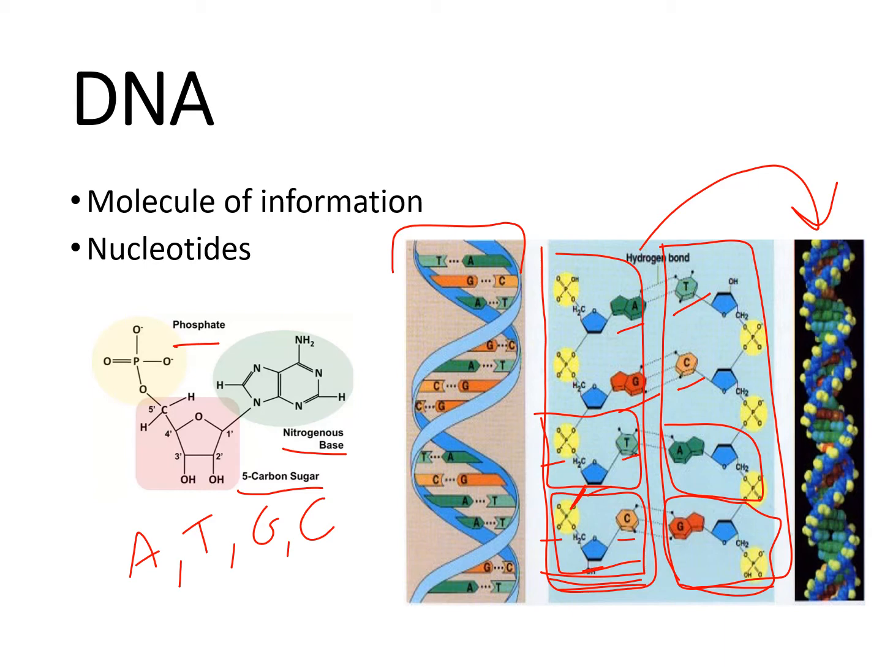RNA is a little bit different. RNA has a different type of sugar, and also instead of thymine, it has uracil.